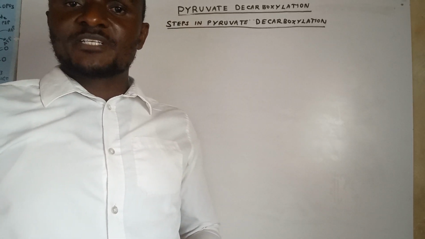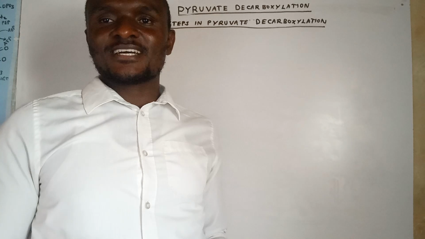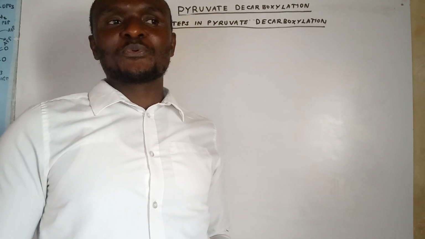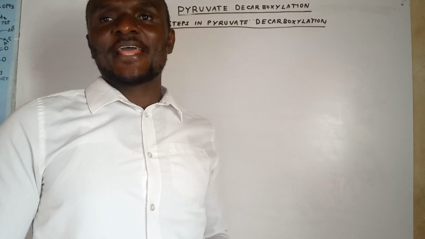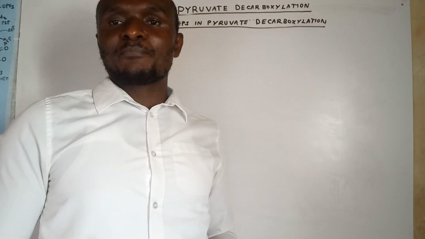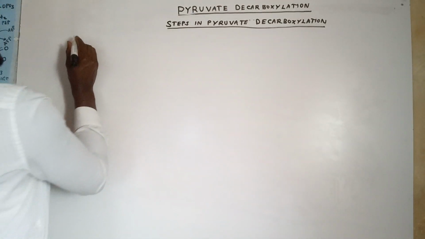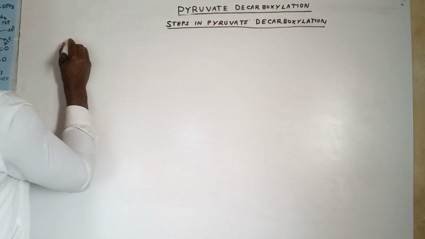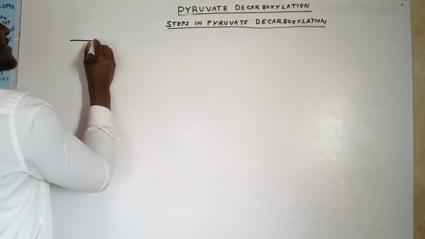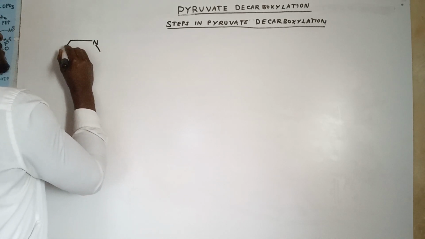So let's go to the steps in pyruvate decarboxylation. Pyruvate dehydrogenase has a prosthetic group called TPP, that is thiamine pyrophosphate, that is used to attach to pyruvate and remove carbon dioxide. So we have thiamine pyrophosphate. It looks like this.